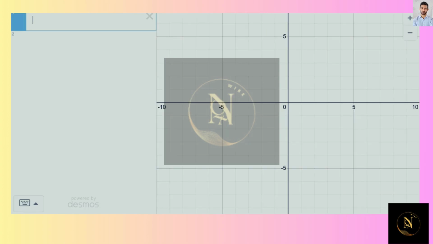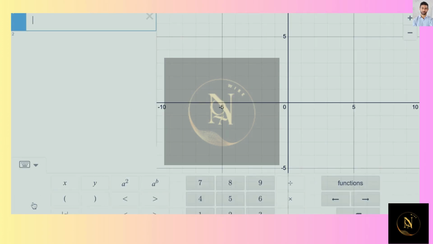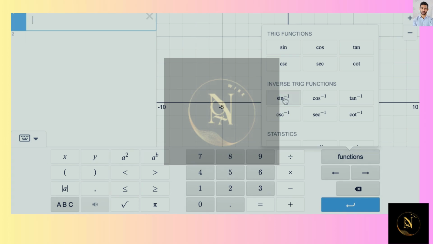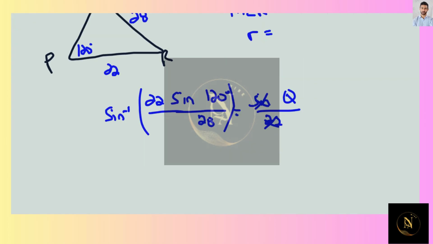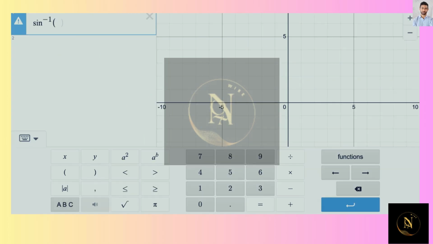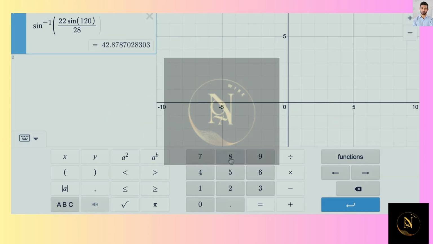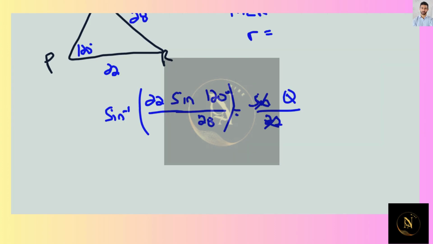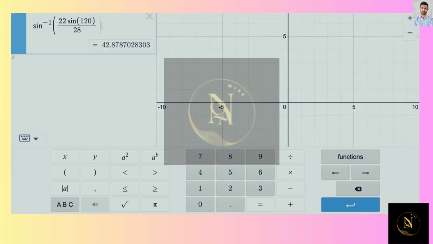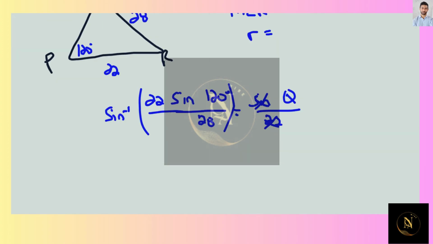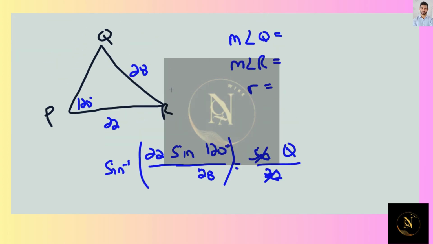So the inverse sine, make sure your calculator's in degree mode. If it's a handheld calculator, do second sine, 22 sine 120 over 28. And we get... round angle measures to the nearest degree and sides to the nearest tenth. So this angle measure to the nearest degree is 43 degrees.